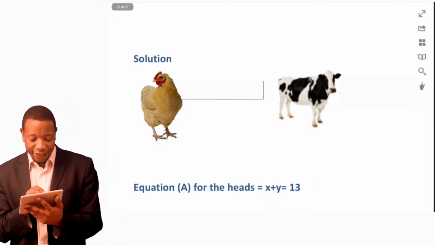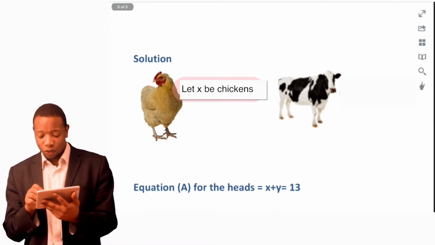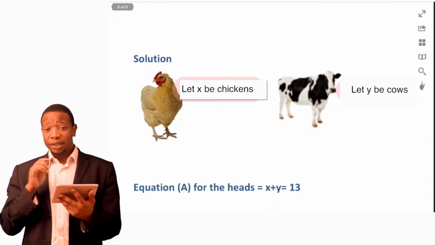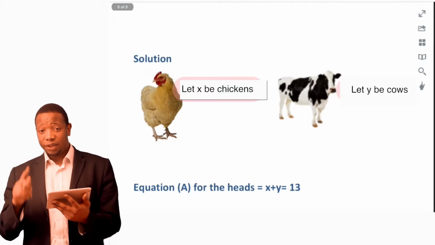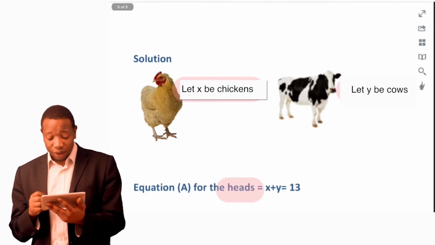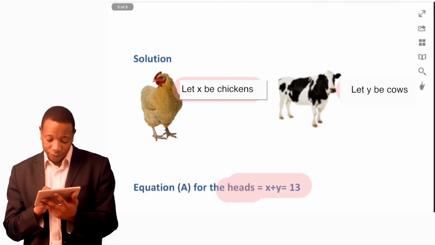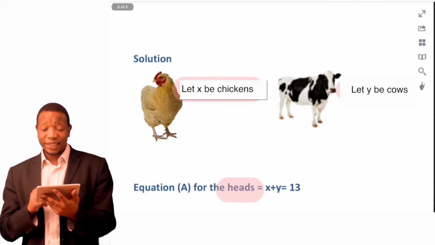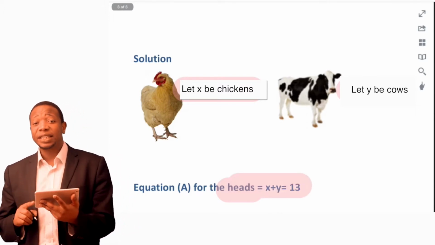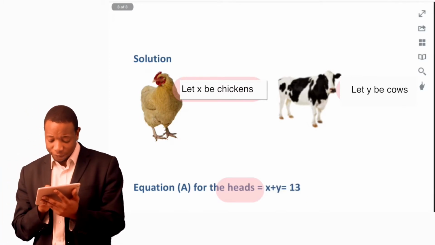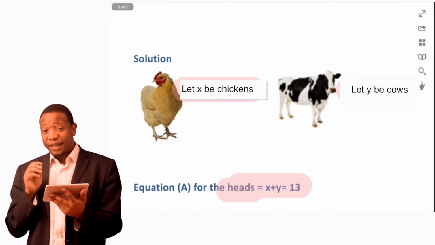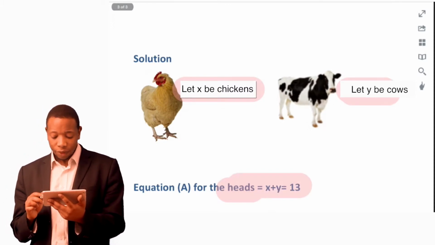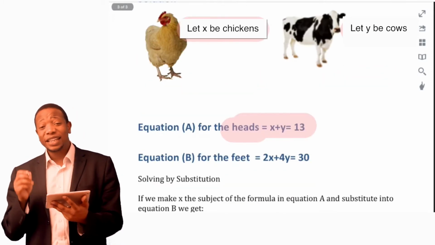I then said, let X be chickens and let Y be cows. Right? So we can solve this by forming 2 equations. The first equation is the equation for heads. Now we said chickens have 1 head, cows have 1 head. So for that, X plus Y representing the heads would be equal to 13, because we were told in the question that there are 13 heads.